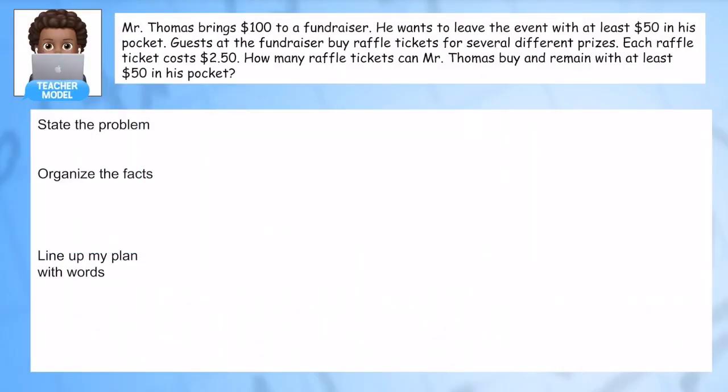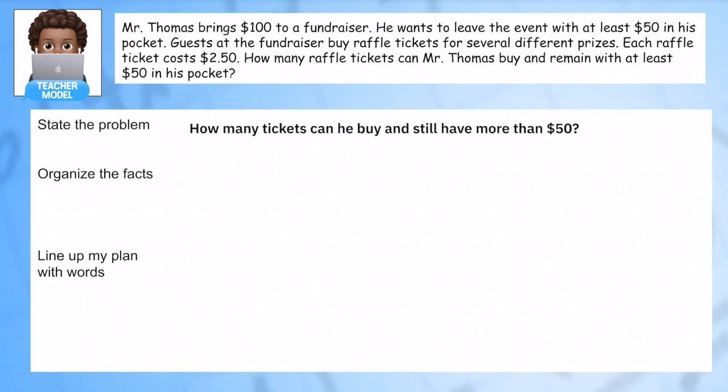Mr. Thomas brings $100 to a fundraiser. He wants to leave the event with at least $50 in his pocket. Guess that the fundraiser buy raffle tickets for several prizes. Each raffle costs $2.50. How many raffle tickets can Mr. Thomas buy and remain with at least $50 in his pocket?